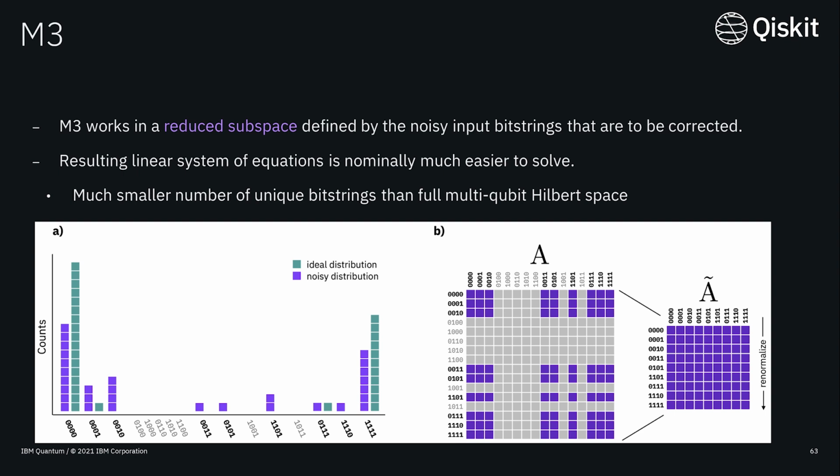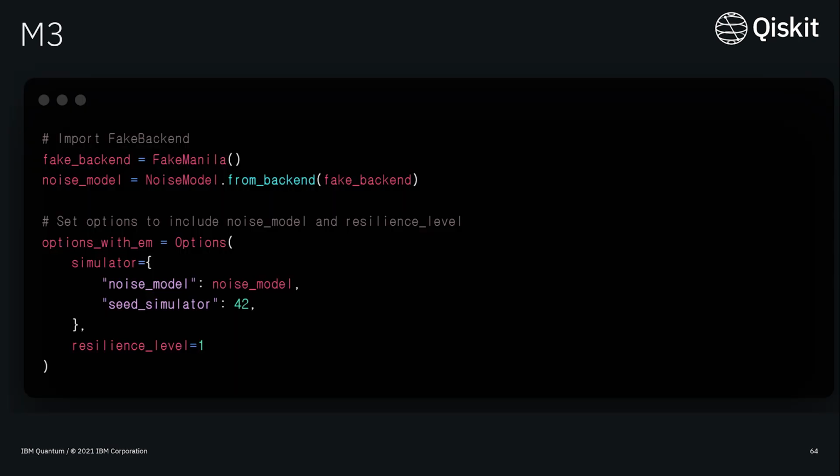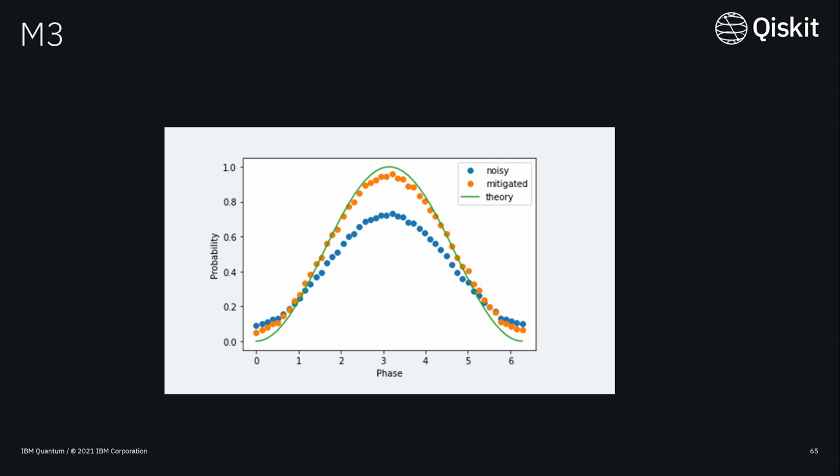M3 works in a reduced subspace defined by the noisy input bit strings, and it allows an easier solution of the linear system of equations. And when we see the code, we set resilience level 1 in the options and use it on the sampler for the M3 error mitigation method. And when we see the result, the error mitigated result is closer to the theoretical value than the noisy simulated result.